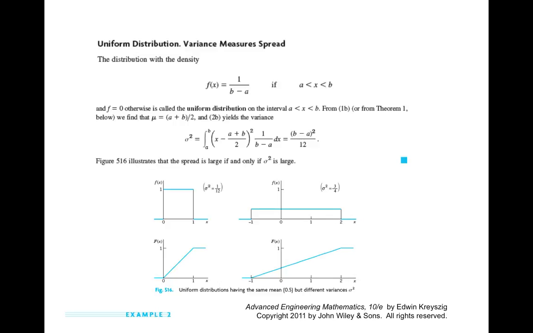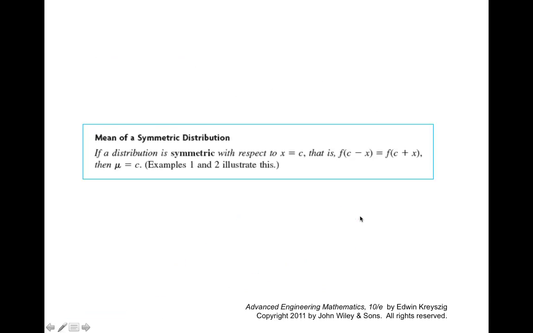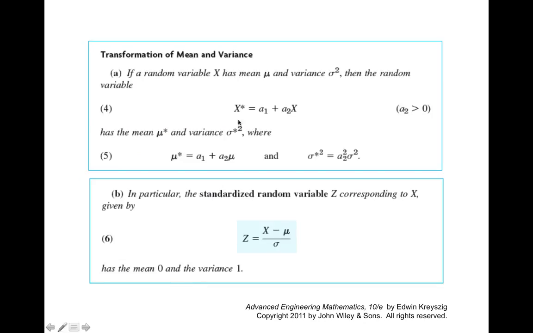So variance is measuring something that we would refer to as spread. As a general rule, the taller and thinner, the lower the variance; the shorter and fatter, the higher the variance. Just meaning that you're going to have values spread out over a wider range than if you have not as wide a range. If a distribution is symmetric about x equals c, the mean is equal to c.